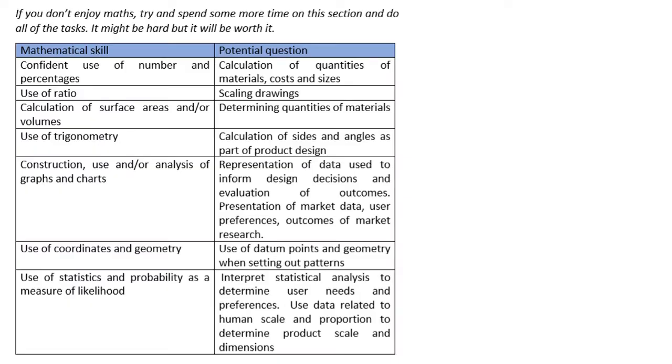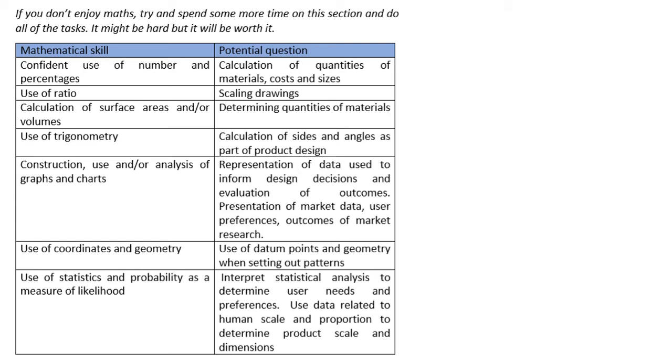Okay, so here is our list of mathematical skills. On the table, you can see the mathematical skills are on the left-hand side in the column. And then your WAGOLLs are actually the potential questions. So let's have a look. If we read the top one, it says confident use of number and percentages. So the potential exam-style question could be calculation of quantities of materials, costs and sizes.